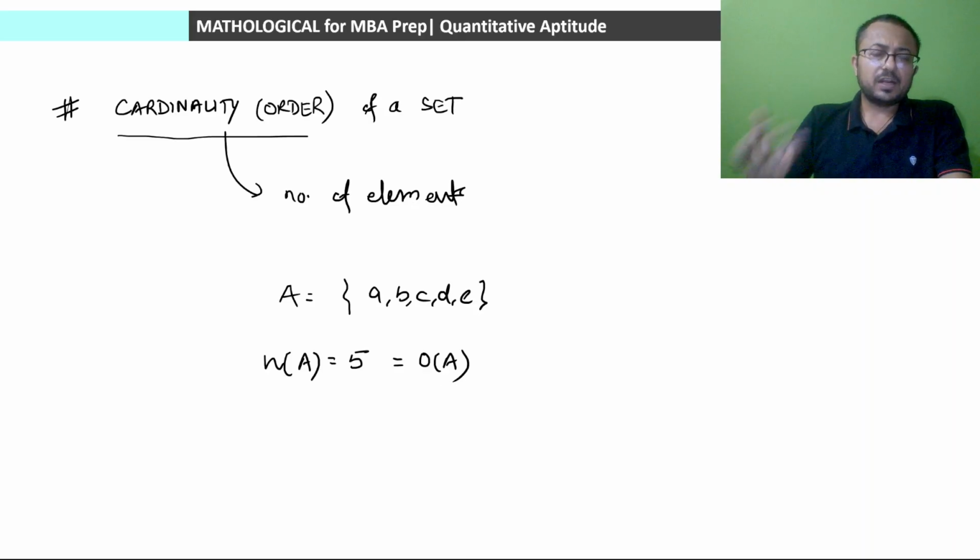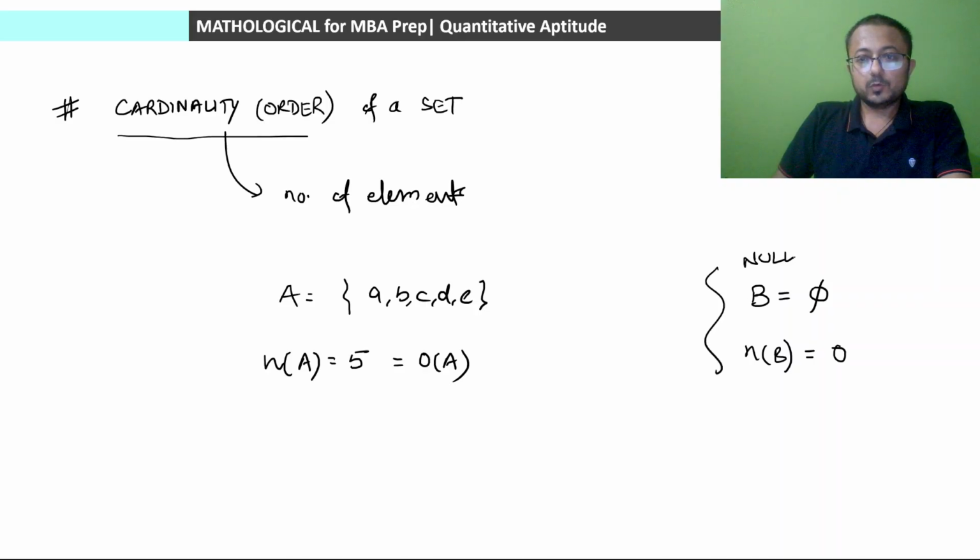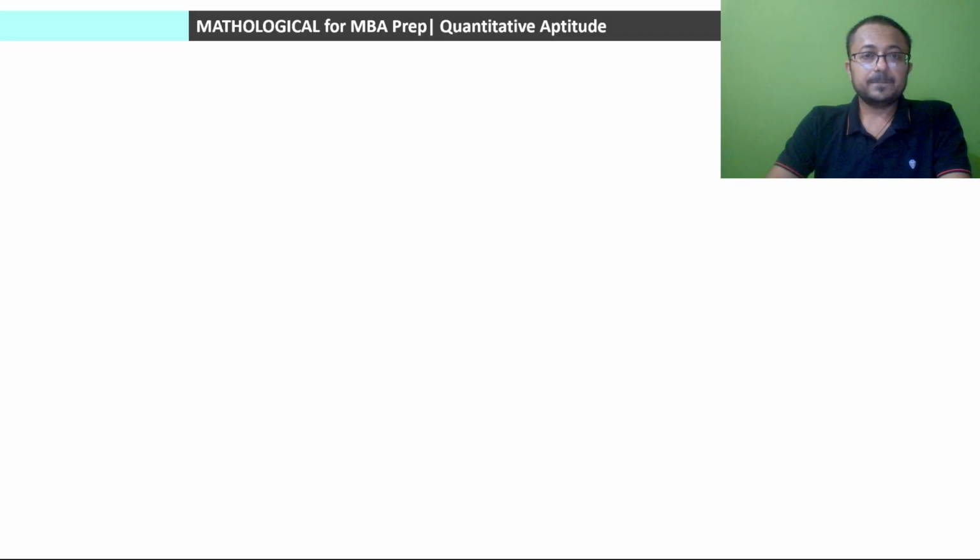For a phi set, a null set, the number of elements is 0. Okay, there is a set B that contains phi, that is, a null set. In that case, the number of elements in B will be equal to 0. The order of a null set is 0. Okay. Clear? Now let's take the first question.